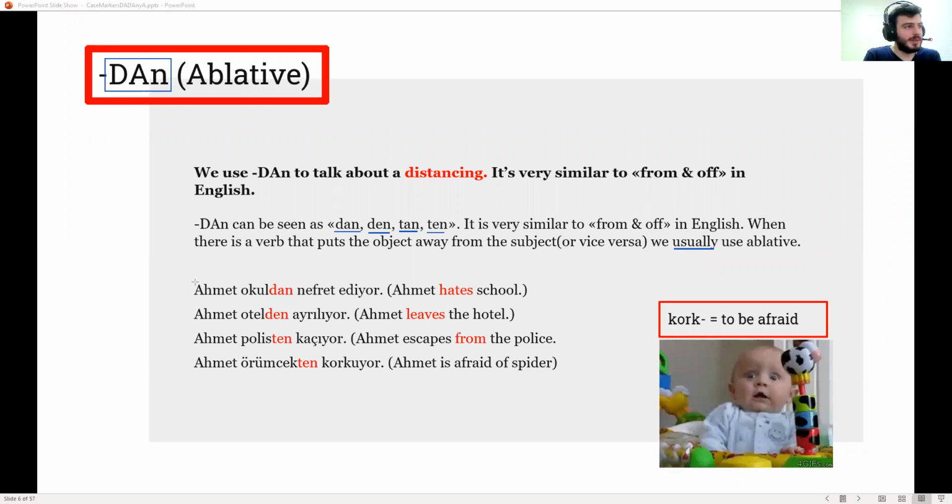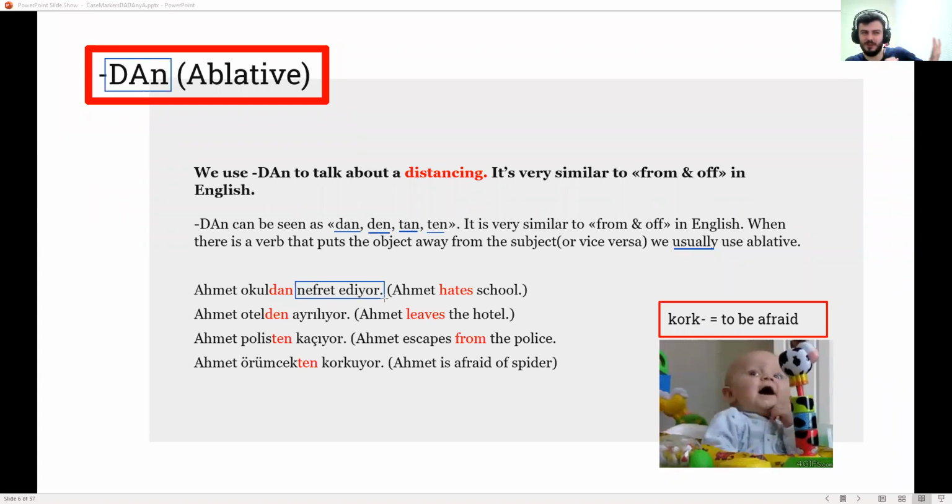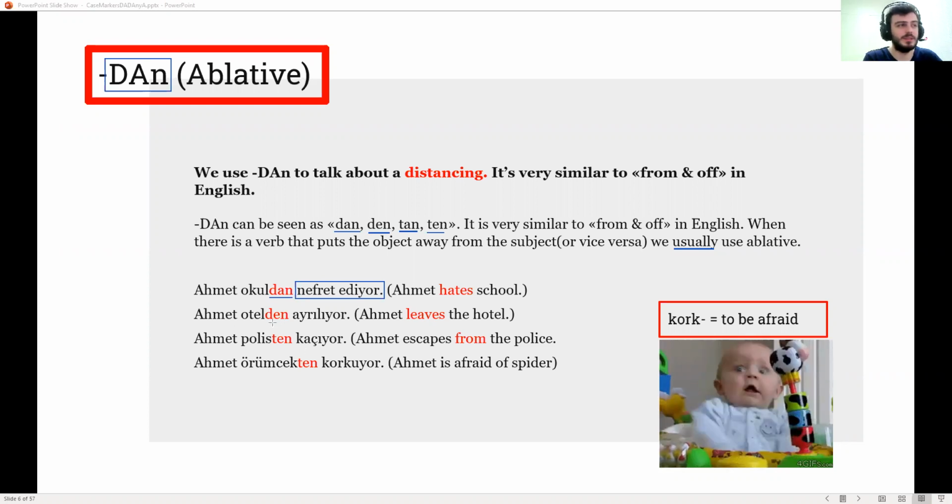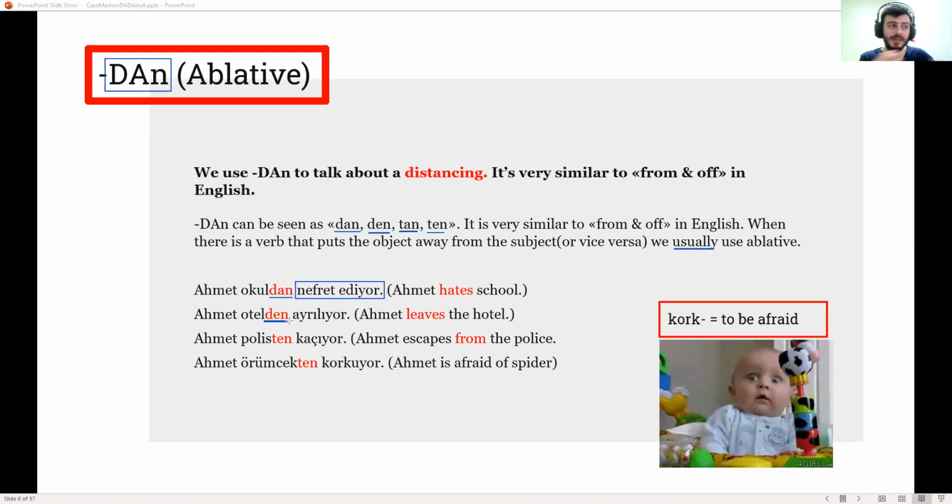So my first example is Ahmet okuldan nefret ediyor. So nefret etmek is to hate. So when you hate school, you stay away from it. So that's why we use it with an ablative case. Ahmet okuldan nefret ediyor. That's it. And if I want to say Ahmet is going away from the hotel, he's leaving the hotel, then it's going to be Ahmet otelden ayrılıyor. This time I'm putting a distance between Ahmet and the hotel. They are getting away from each other.